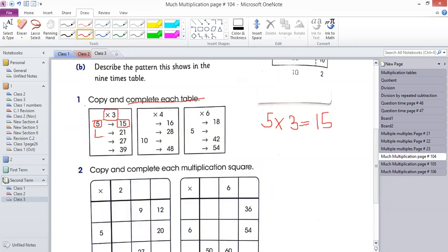Now, there will be a number which you don't know, but you know when you multiply it by 3, the answer will be 21.